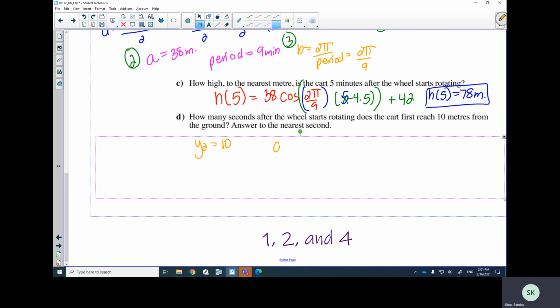So after 49 seconds, the Ferris wheel is 10 meters from the ground.